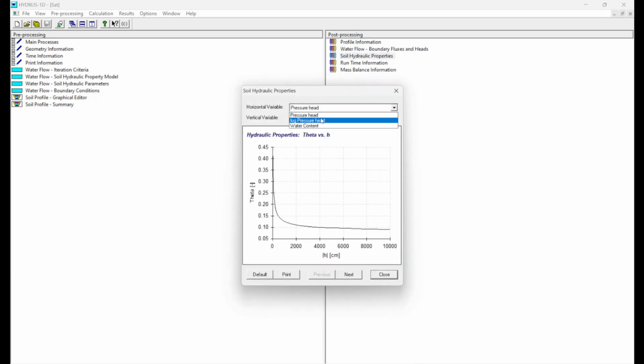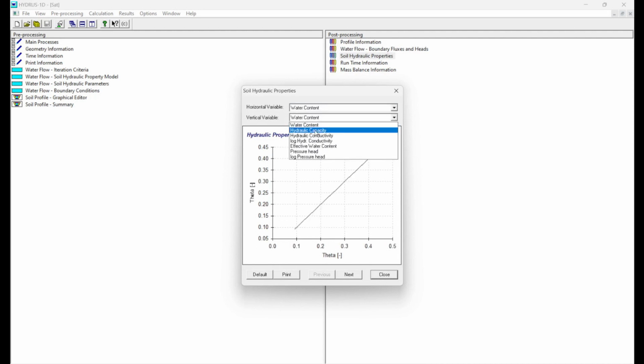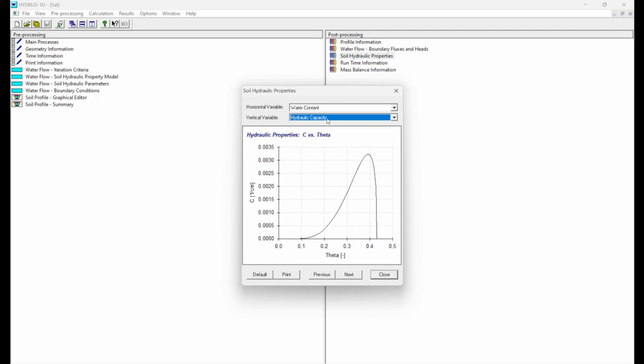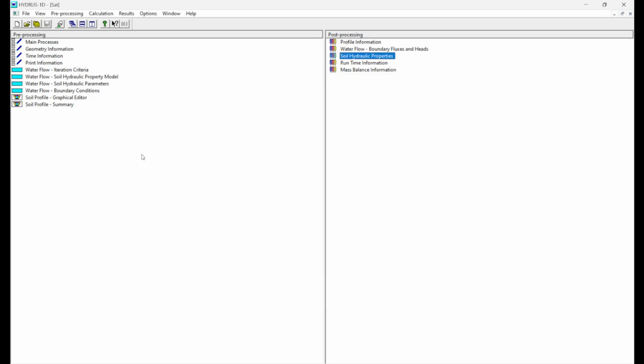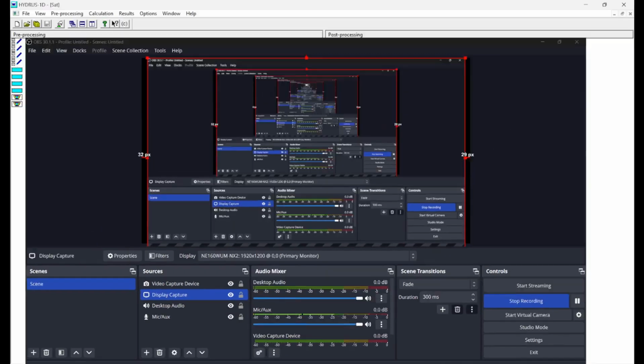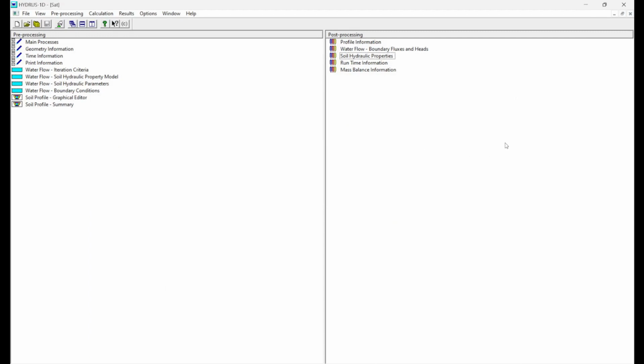Soil hydraulic properties, that is the pressure based on the water content. If you see hydraulic capacity, then it will increase, then decrease. Hydraulic conductivity is increasing as the theta value is increasing, and effective water content, then log pressure head, etc. These values we can obtain from here. Apart from that, this program can also be used to solve the contaminant transport problems and the vapor flow problems, etc. So this is a very valuable program which you can use for different types of flow problems in saturated as well as unsaturated soils. So it's better that you people give it a try and have a look at the manual. Then you'll get to know more about this program. Okay, so now we'll move on to the next questions for the week 4.